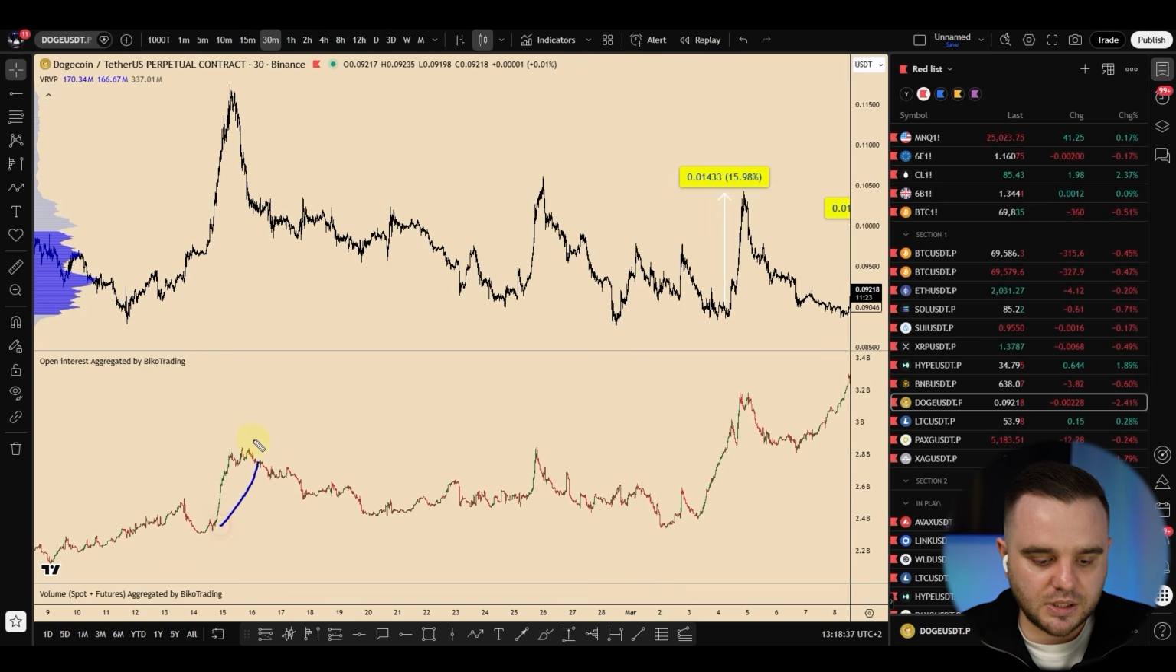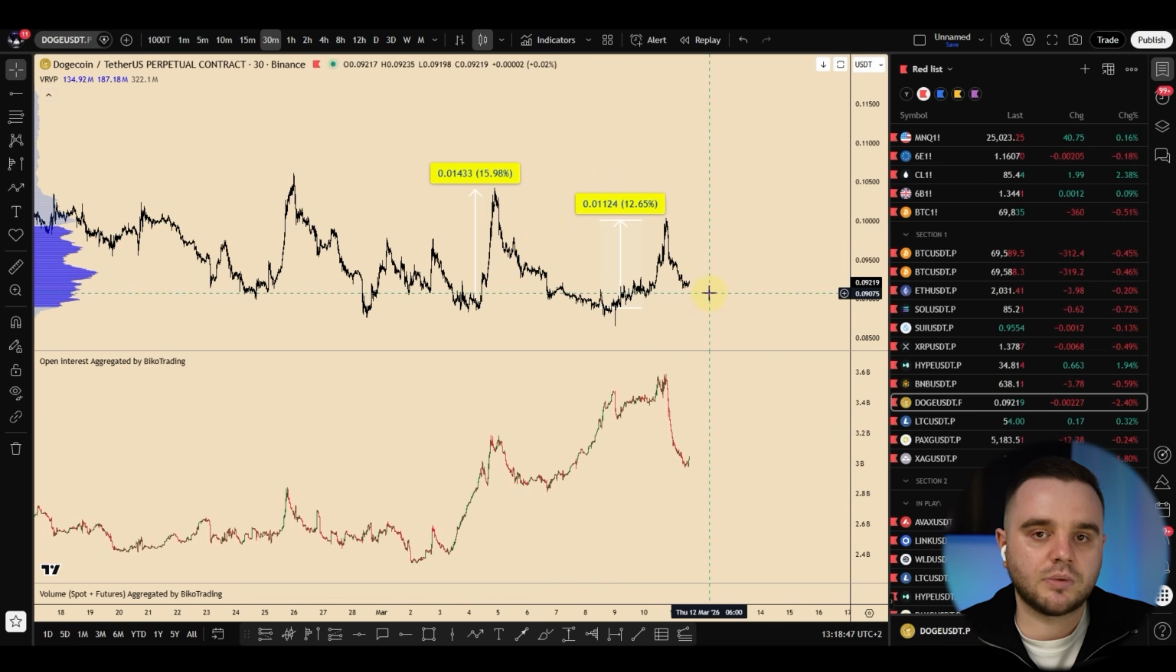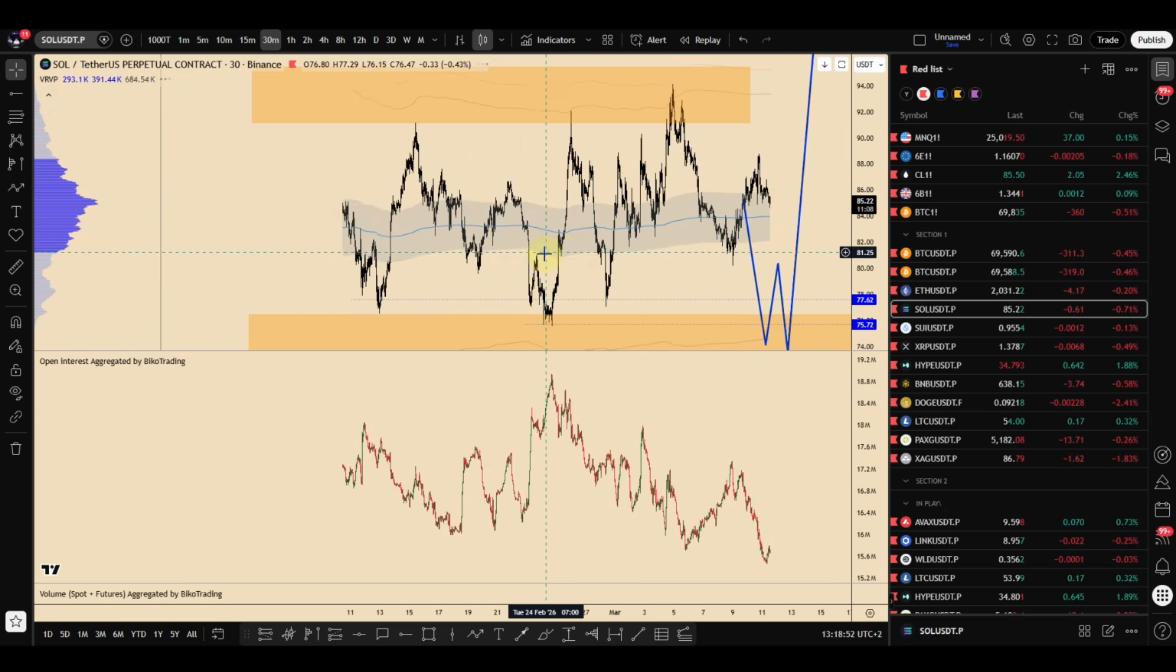Even in this example, a massive rise in open interest at the high, what happened? A massive drop. Open interest rise at the high, massive drop. Open interest at the low, a massive rise. It works in both directions and on different coins. Here are a few more examples for you.